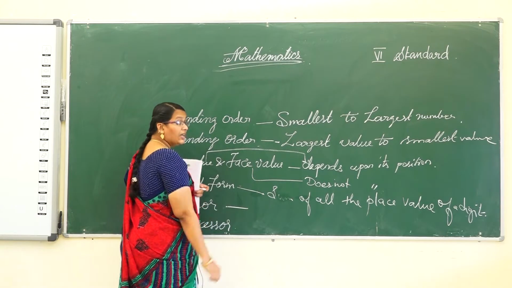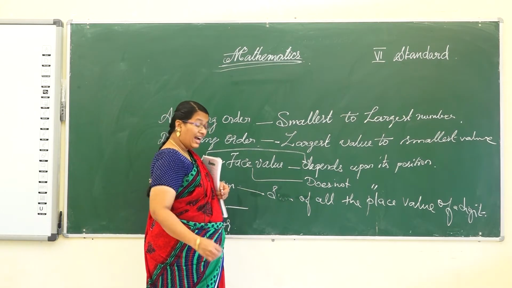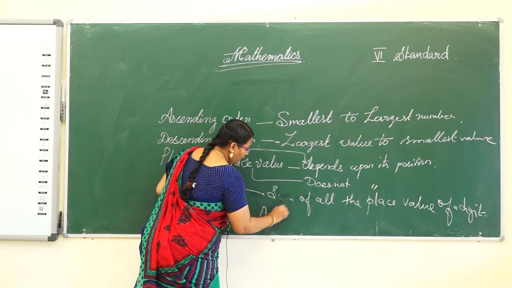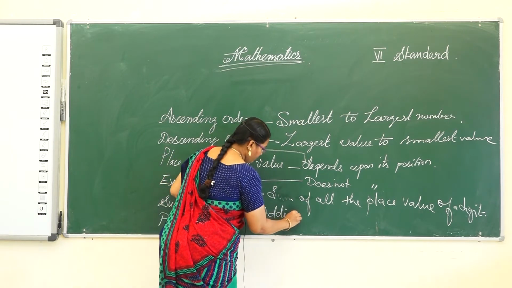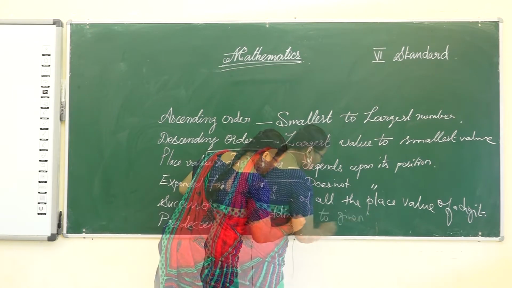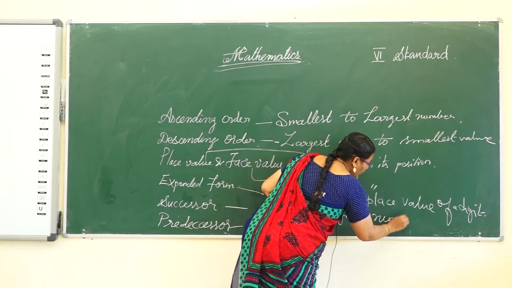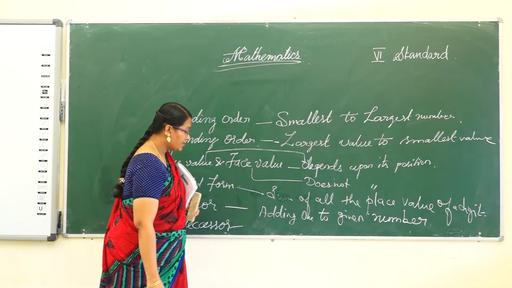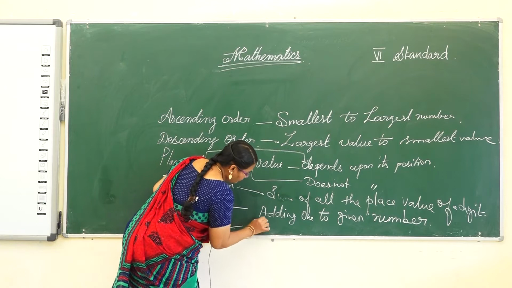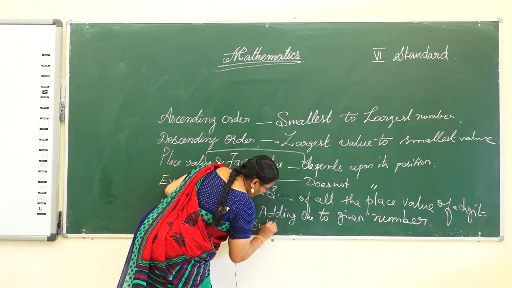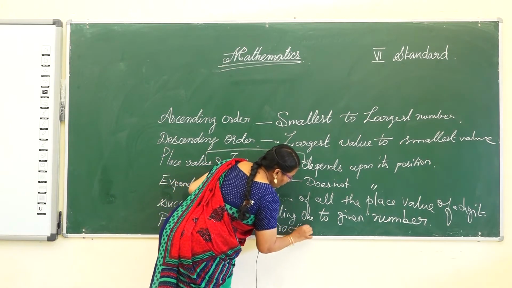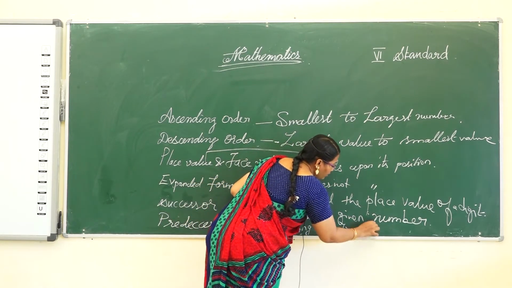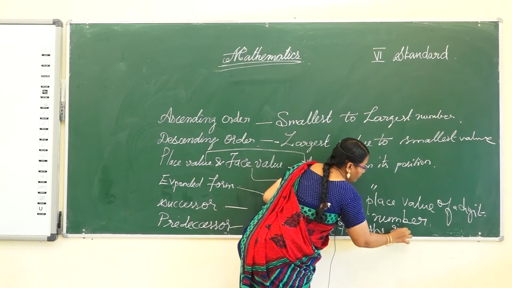And then successor, it is obtained by adding 1 to the given number. And predecessor, it is obtained by subtracting 1 from the given number.